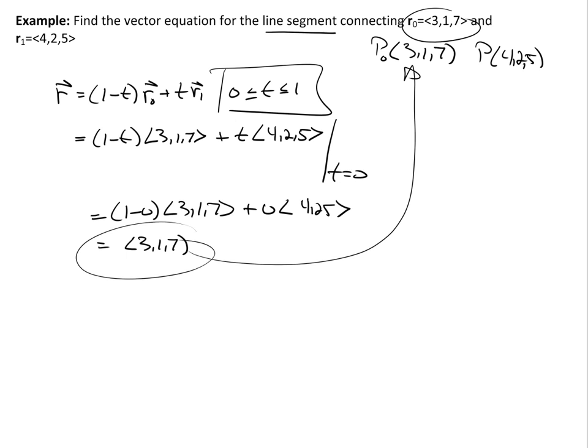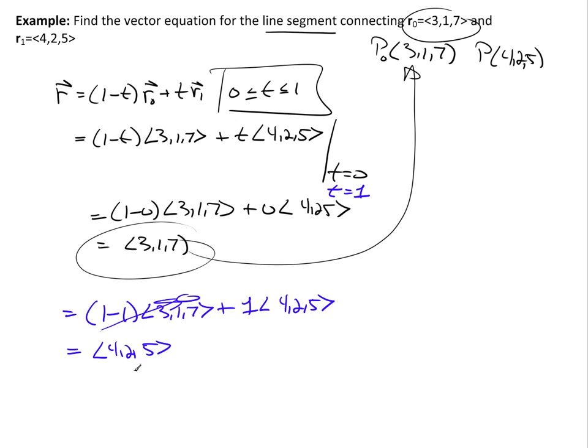Likewise, if I evaluate this for t equals 1, what I end up with is 1 minus 1 times the vector (3, 1, 7) plus 1 times the vector (4, 2, 5). This is 0, so that just goes away. So this is nothing more than (4, 2, 5), which is the position vector for that point. So at the extremes, I'm at the two points that I'm interested in. As t varies between 0 and 1, I will hit every point in between. In other words, I just came up with the representation of the line segment from r naught to r1.